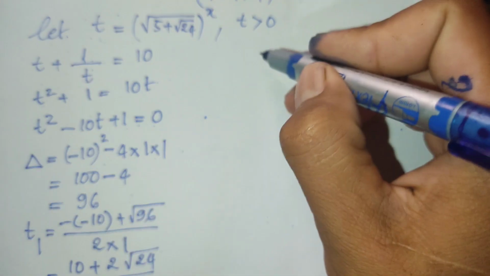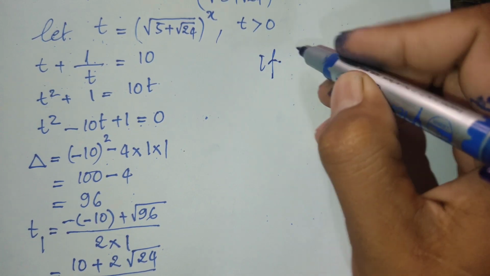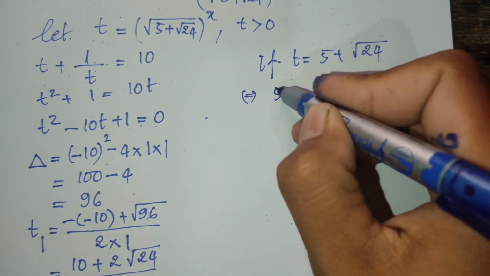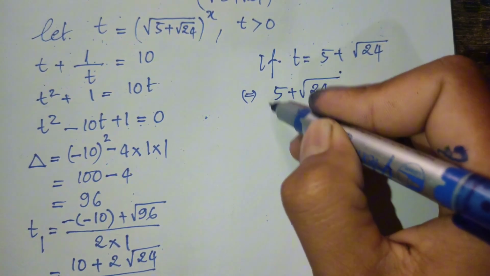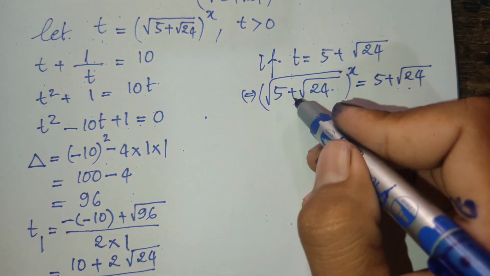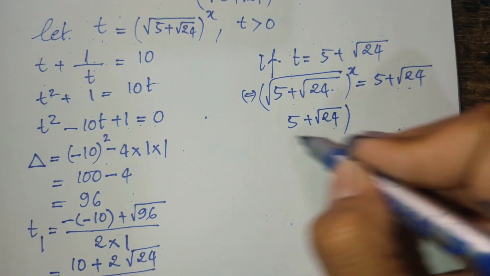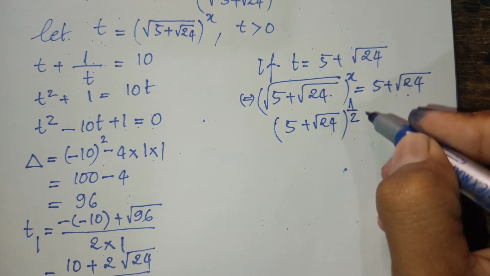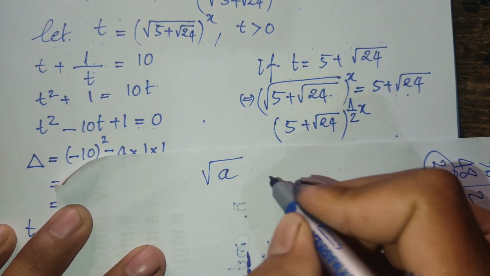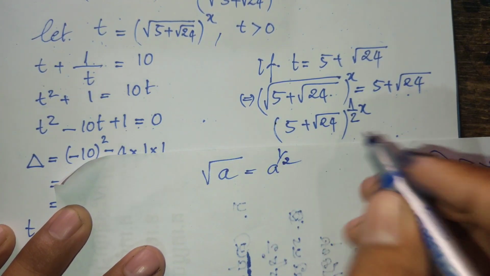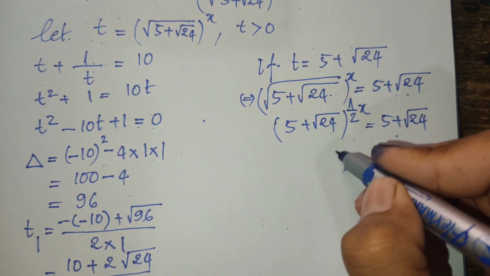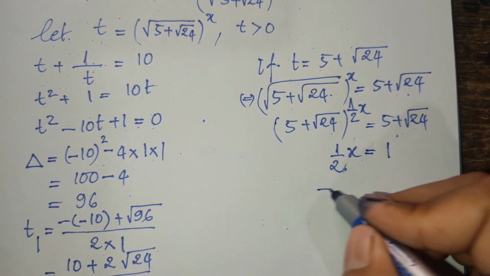So now, if t is equal to 5 plus square root of 24, we get (5 plus square root of 24) to the power h equal to 5 plus square root of 24 to the power 8... and I can write this as (5 plus square root of 24) to the power 1 divided by 2 times 8. We use the rule that square root of a is equal to a to the power 1 divided by 2. So we get 1 divided by 2 multiplied by h is equal to 1, and so we get h is equal to 2.